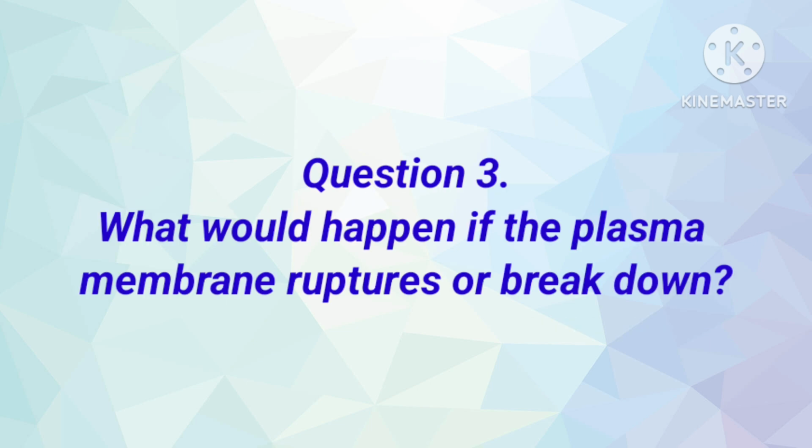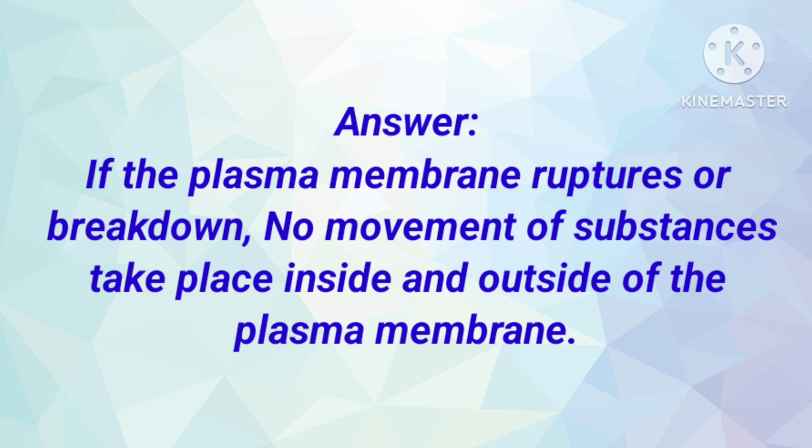Third question: what would happen if the plasma membrane ruptured or broke down? You know that the plasma membrane is present in the cell. If it does not work, or if the membrane has been broken down, what would happen? You have to think: the cell has the cell membrane, and that's the most important because it gives structure to the cell.